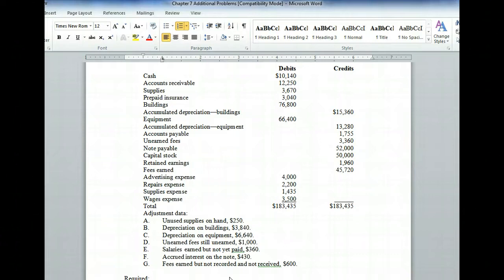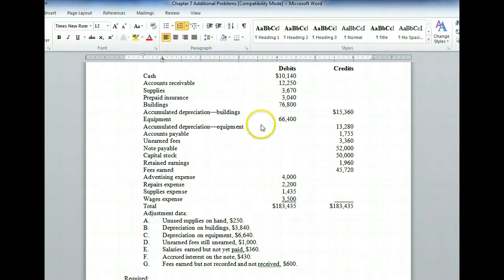This is a quick tutorial to run you through adjustments. Remember, the purpose of adjustments is to account for ledger accounts that have been impacted but we haven't made a journal transaction for. So for example, we'll run through these and you'll see how they work. The first one here, we have adjustment, unused supplies on hand, $250. So what that's saying is that we have $250 worth of supplies left over at the end of the period.